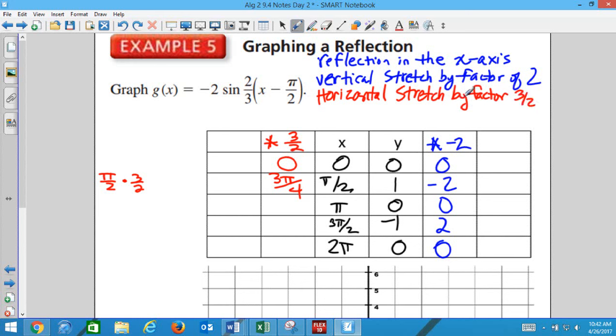Okay, so going back to multiplying, we multiply 3/2 by pi, and you get 3 pi/2. Next one, 3 pi/2, multiplied by 3/2, and it goes straight across. You get 9 pi/4. And then we multiply 2 pi, multiplied by 3/2, and we get 6 pi/2, right? Yeah, which is 3 pi.